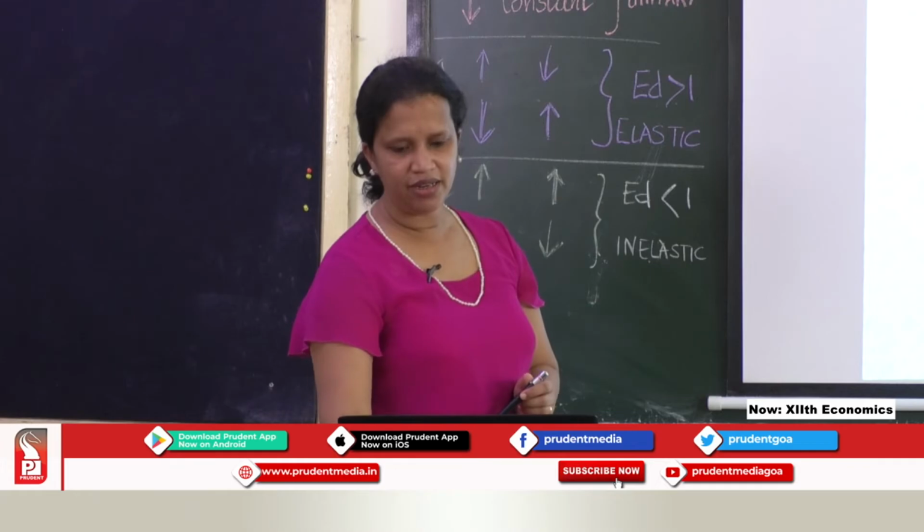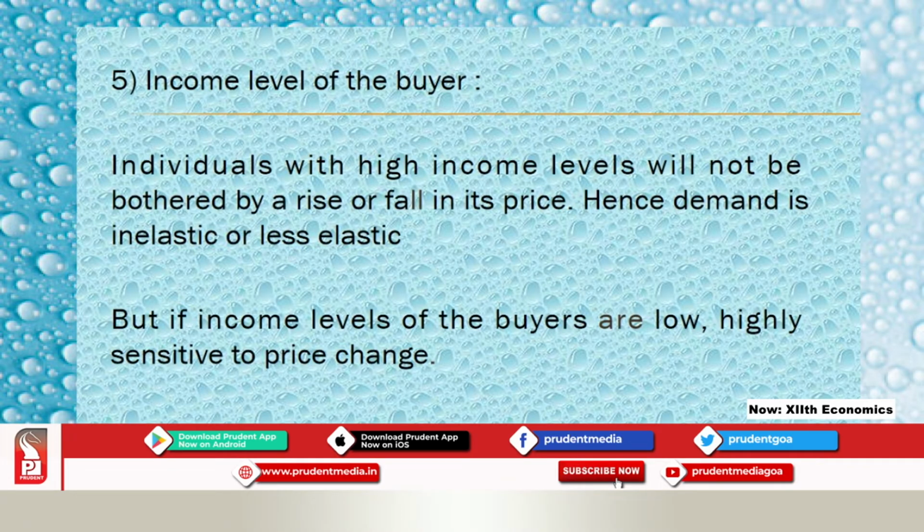Okay. Let's go ahead. Let's look at the fifth factor, and that is the income level of the buyer. Now, all those individuals who have a high level of income are said to have an inelastic demand. That means they have sufficient money, so they are really not bothered about a rise or a fall in price, because they have sufficient purchasing power with them. So, if income levels of the buyers are low, they are more sensitive to price change, and therefore, their demand is described to be elastic.